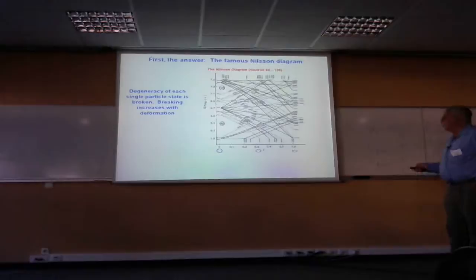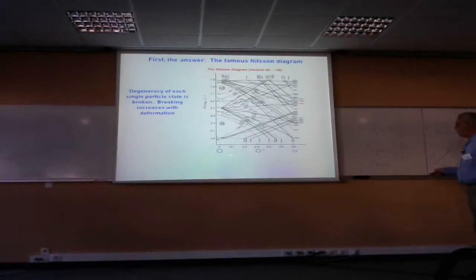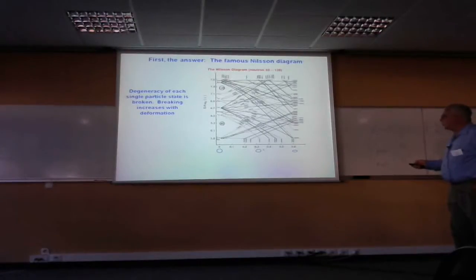And here you have the standard magic numbers, 82, 126. Here you have, I'm sure you know all the orbits in each shell by heart by now, but here's f7/2, h9/2, i13/2, p3/2, f5/2, p1/2. Okay, and what you see is that as you turn on the deformation, as the nucleus goes from spherical to something shaped like a prolate American-shaped football, each of these levels, which can contain 2J plus 1 particles, there's degeneracy breaking. So this is f7/2.